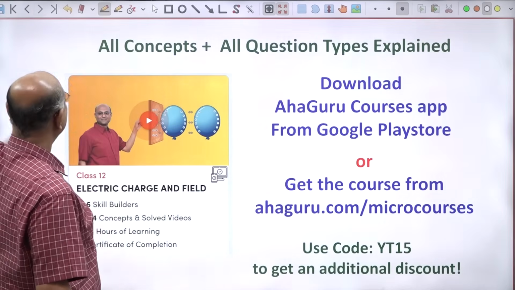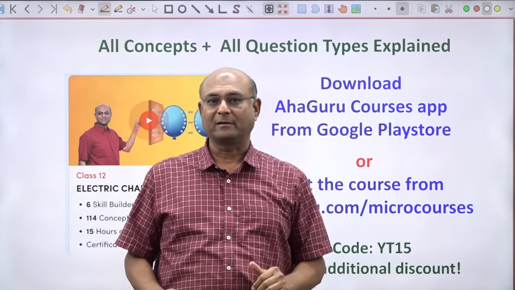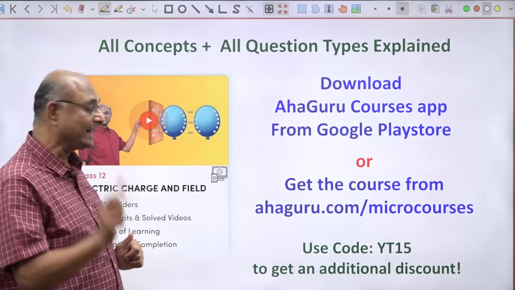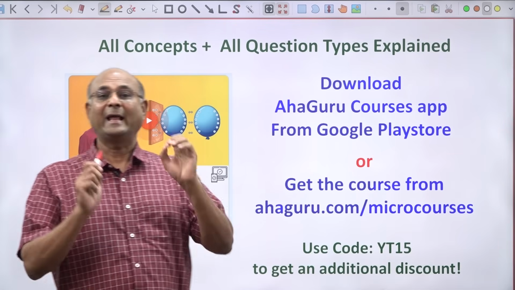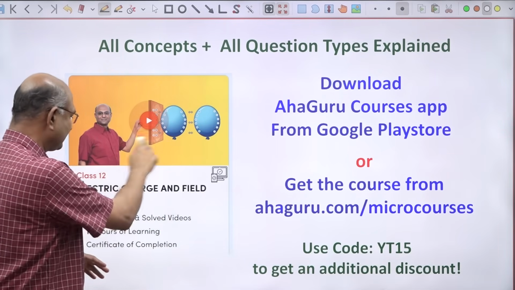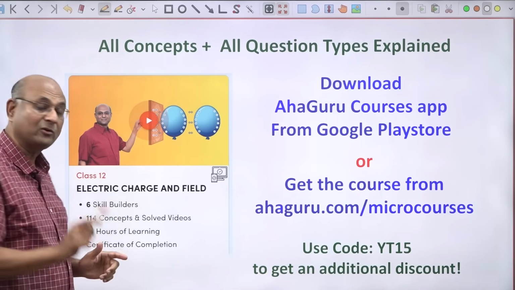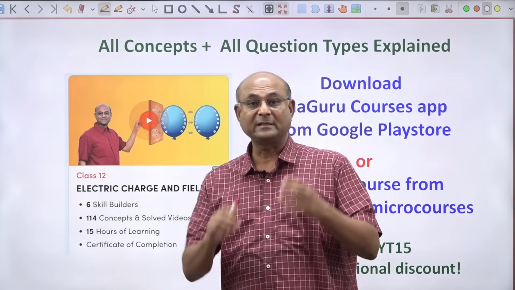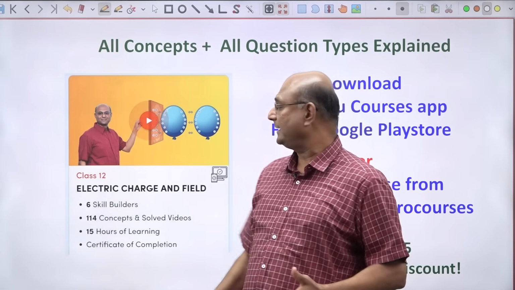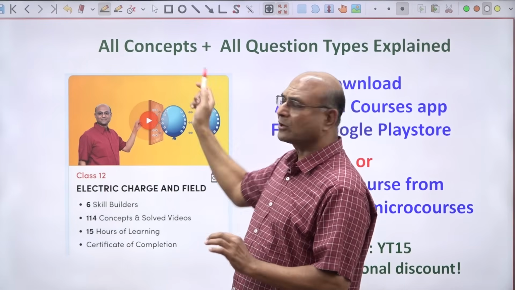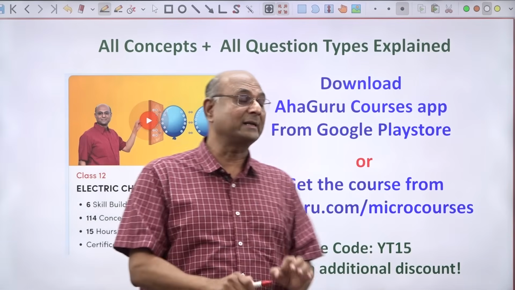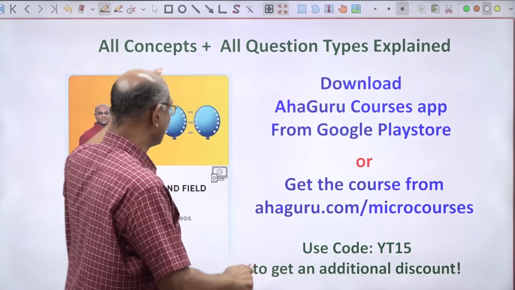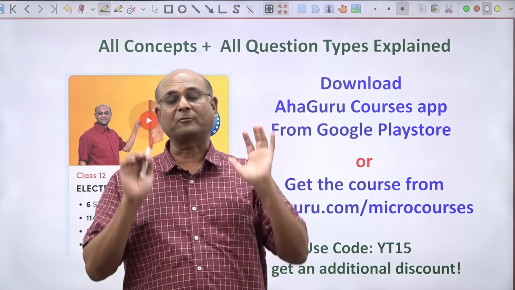Now, of course, I have done here one type of question based on Coulomb's law. There are many, many more types. And so I have done a complete chapter course for electric charge and field. This chapter course, we call this a micro course. This has 114 concepts and solved example questions where I have solved different types of questions that will appear in CBSE, ICSE, JEE and NEET. If you go through this course, you will understand all of the concepts from this chapter and also understand how to solve every type of question. My strongest recommendation is that you go through this course carefully.